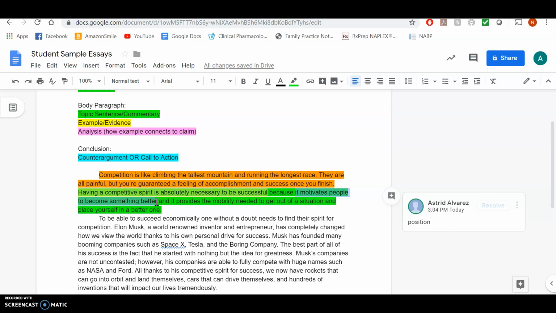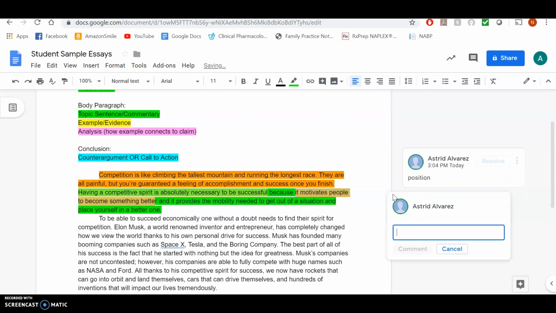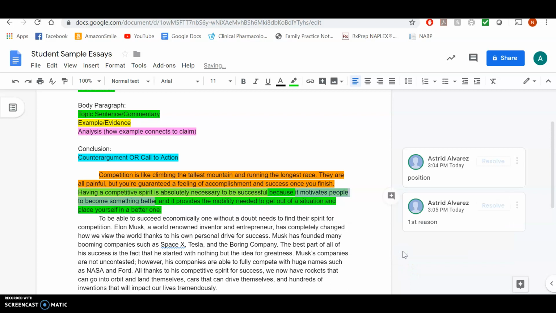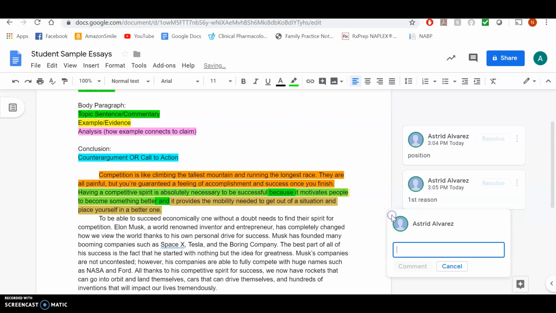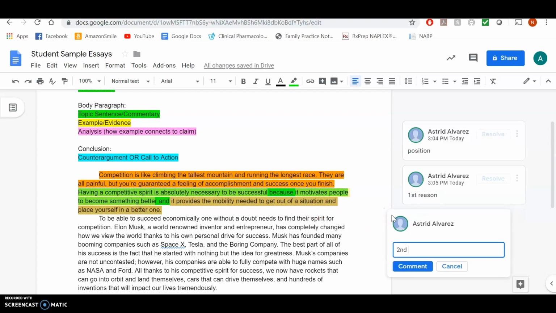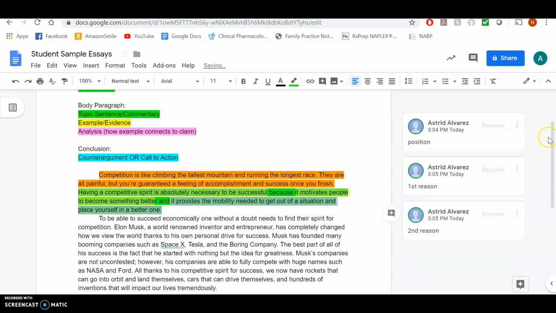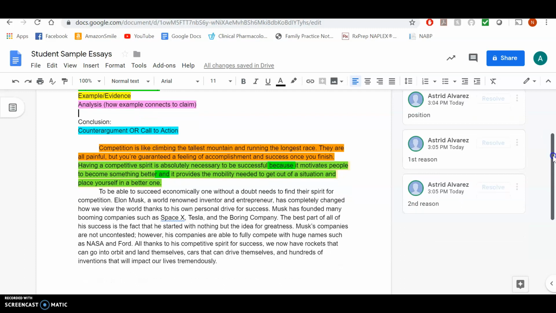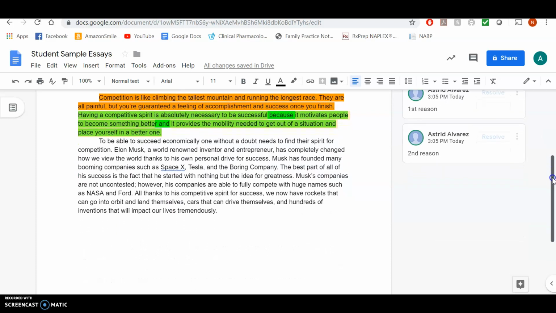It motivates people to become something better. That is my first reason. First reason. Okay. And then it provides the mobility needed to get out of a situation and place yourself in the better one. That is your second reason. Because this person has two reasons, they need to have two body paragraphs, which they do end up doing. I just didn't show it to you for this demonstration. Okay, so now if I scroll down, we have the body paragraph.